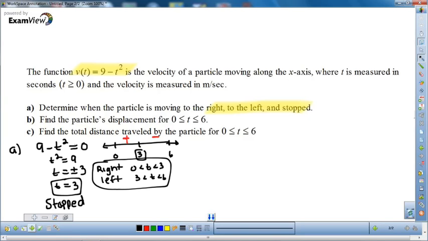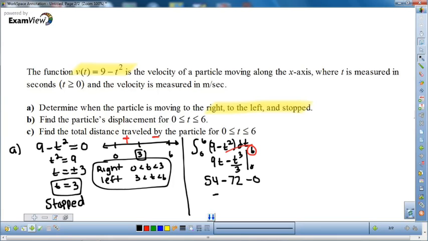Part B says I need to find the particle's displacement. The displacement is just the area under the curve. So I'm going to take the antiderivative from 0 to 6, and I end up with negative 18 meters. What that means is that the particle is to the left 18 meters.